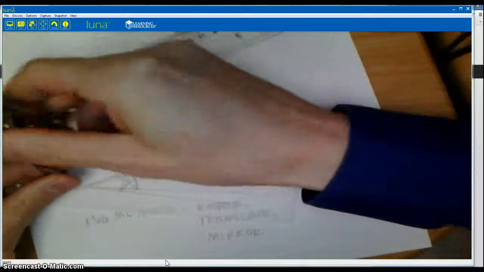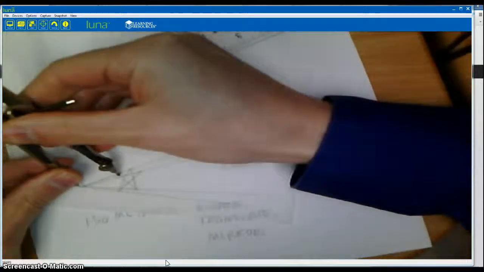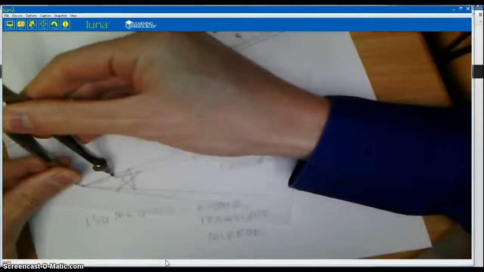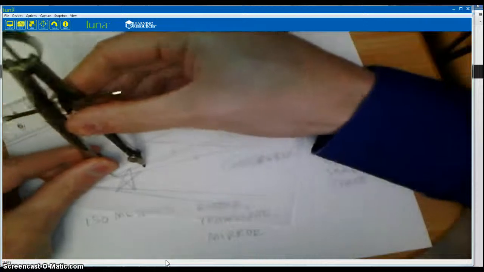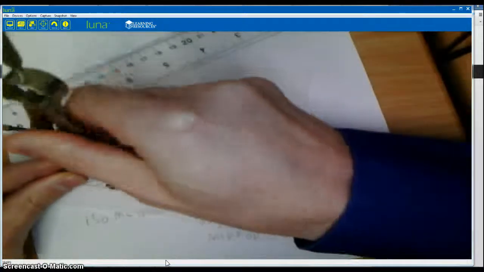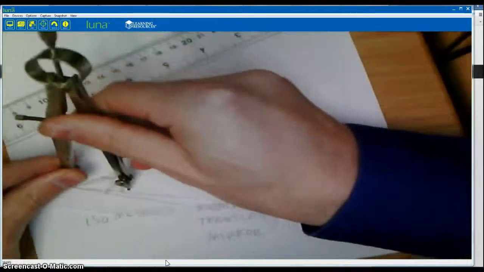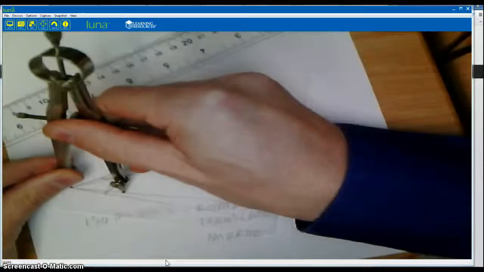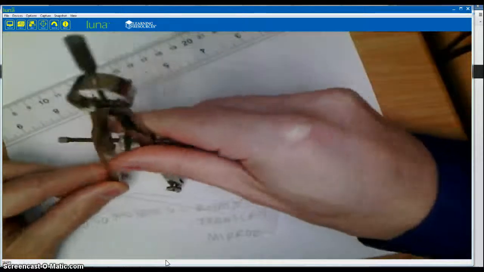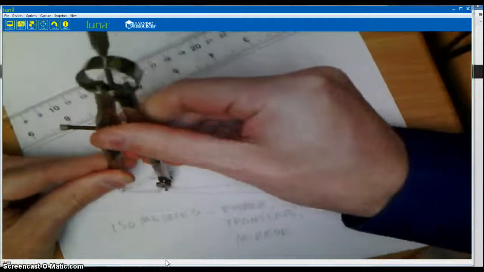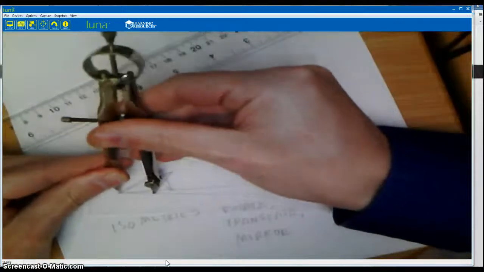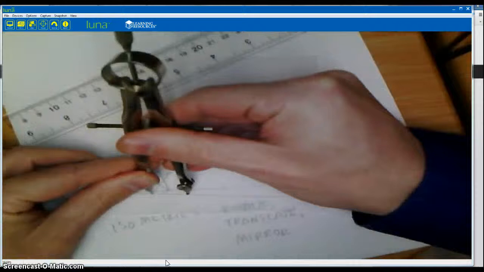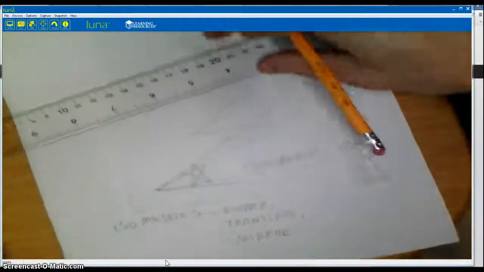and I double this length, and I double that length. And finally, double this length. Okay, it should give me a star that is twice as big.